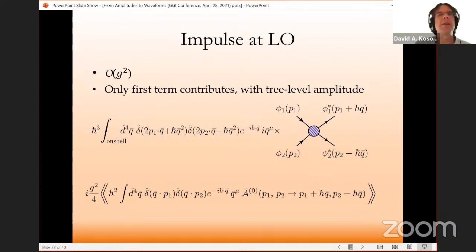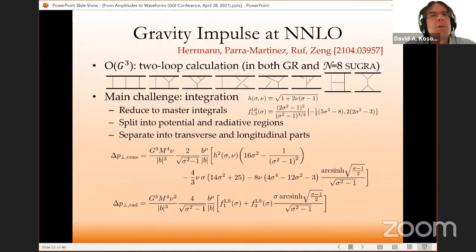One can do this at next to leading order. One can do it for gravity, but instead, I'm just going to jump straight to the gravity impulse at NLO in a very thorough paper by the quartet I mentioned earlier, just earlier this month. So they did both in general relativity and in the N=8 supersymmetric supergravity theory, the order g cubed computation, which corresponds to a two-loop calculation, which I'm showing here, the virtual pieces. There are also emission diagrams that need to be taken into account.